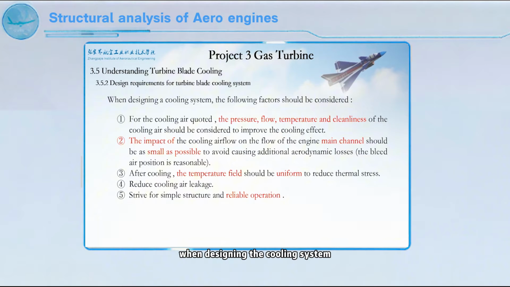Based on the above distribution of turbine blade temperature, the following factors should be considered when designing the cooling system. First, for the cooling air used, the pressure, flow, temperature, and cleanliness of the cooling air should be considered to improve the cooling effect. Second, the influence of the cooling airflow on the flow of the engine main channel should be as small as possible to avoid causing additional aerodynamic losses.